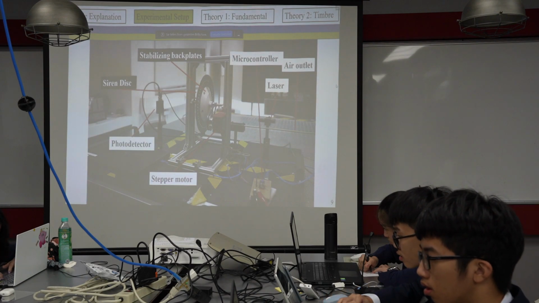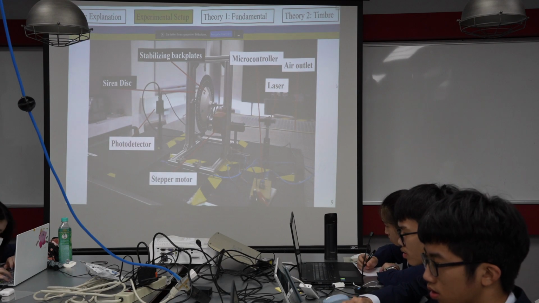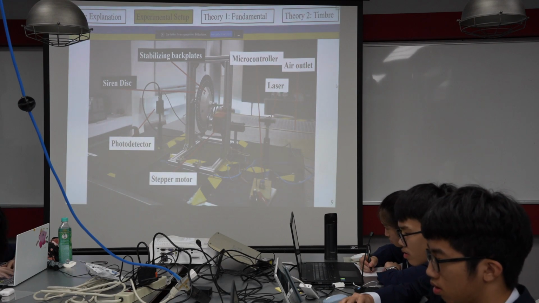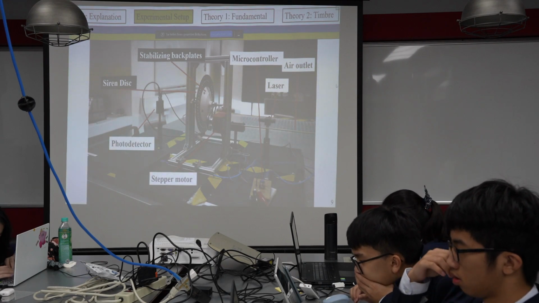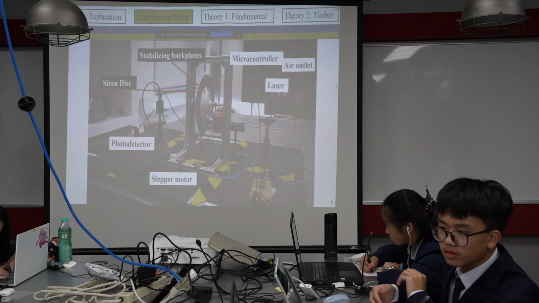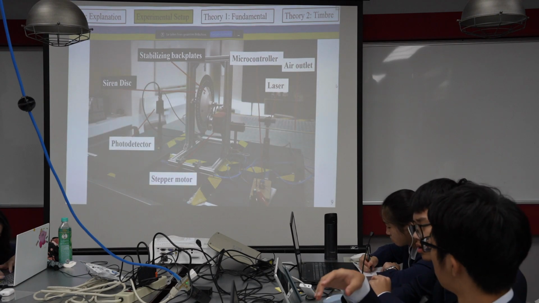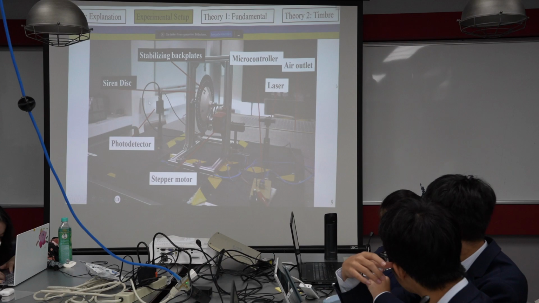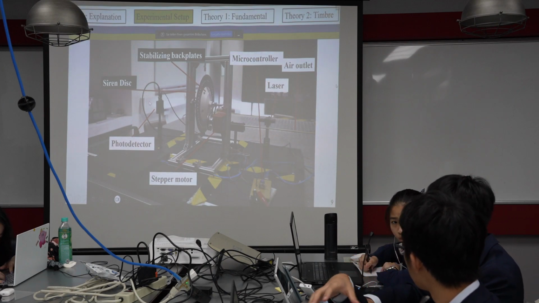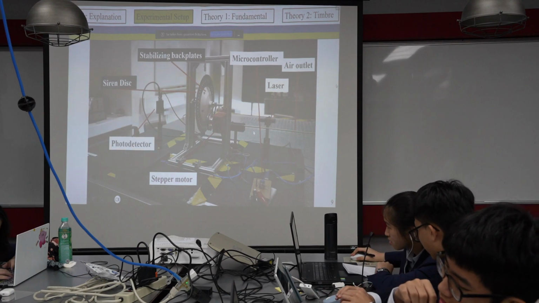Going on to my experimental assembly. My experimental assembly consisted of a metal frame where the Siren disc with one backplate on each side was held in place and thus stabilized axially. This disc was then rotated through a stepper motor, which was controlled via a microcontroller. The frequency was additionally measured independently with a laser and a photodetector, as you can see here, and the air outlet was placed here, connected to a compressor.